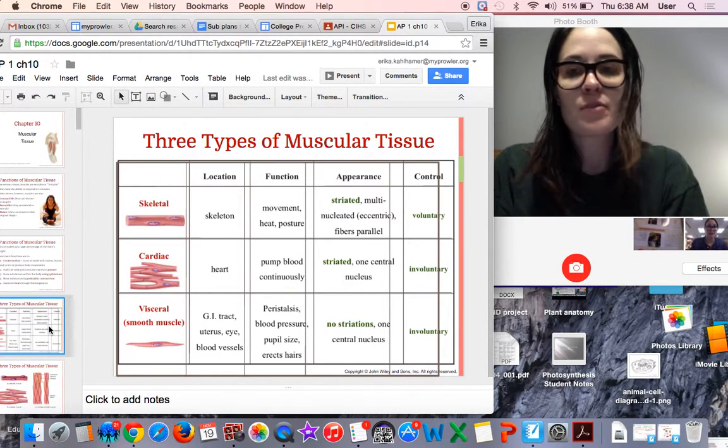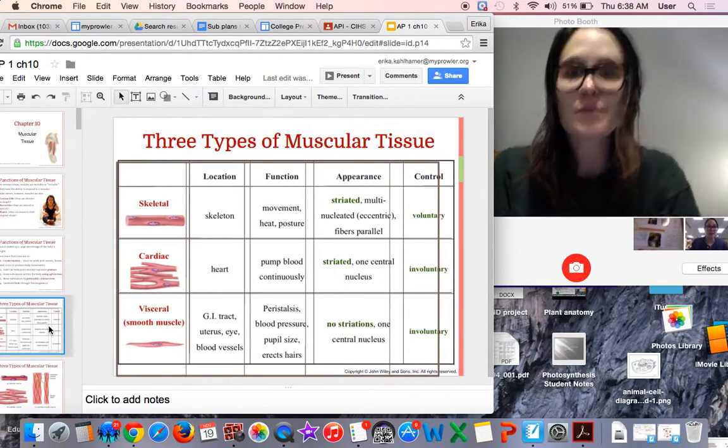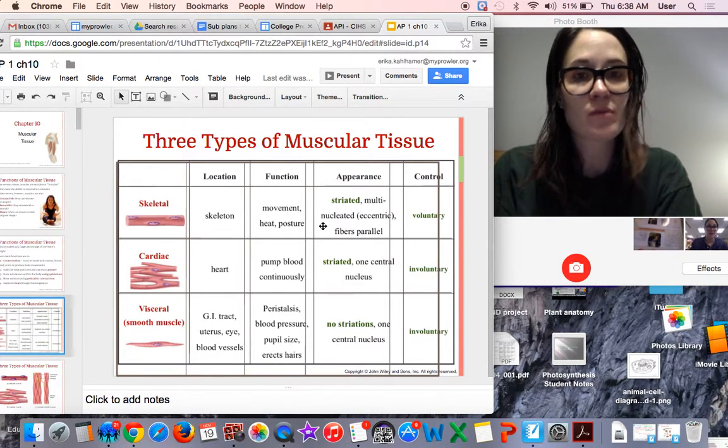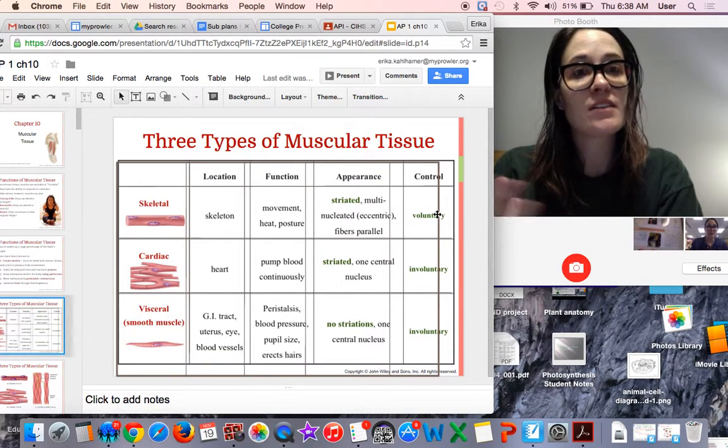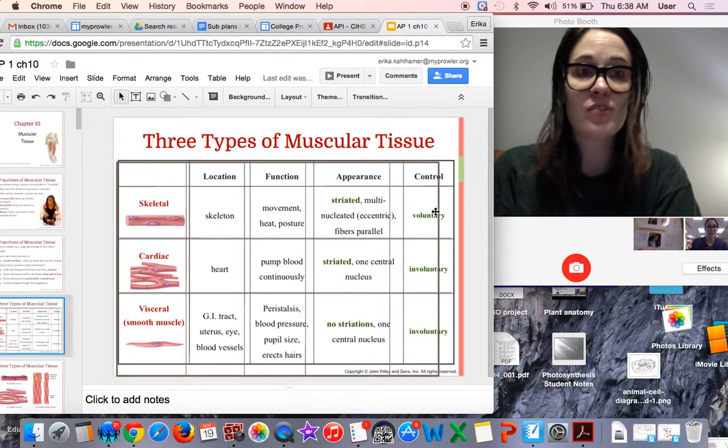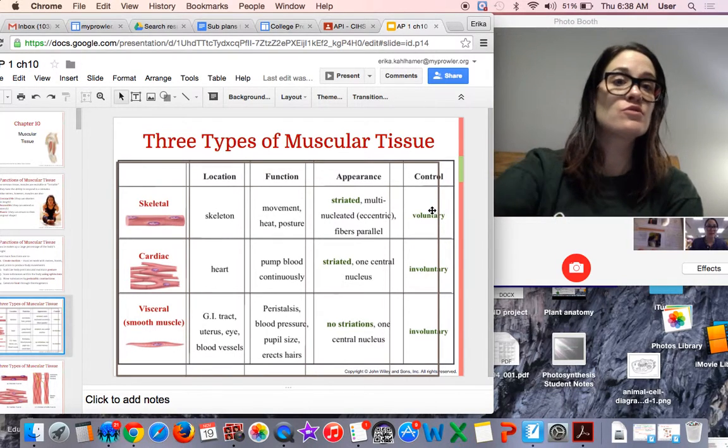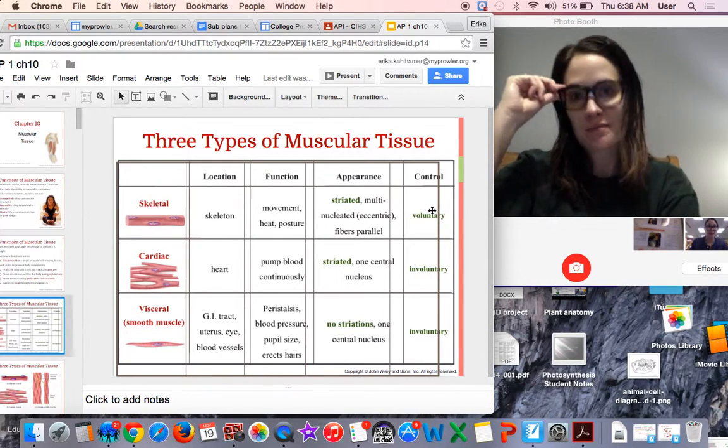We talked about the 3 different types of muscle before in the tissue chapter. We've got skeletal muscle. Where do we find it? Associated with the skeleton. And it's under voluntary control. So I can choose to flex my biceps brachii.